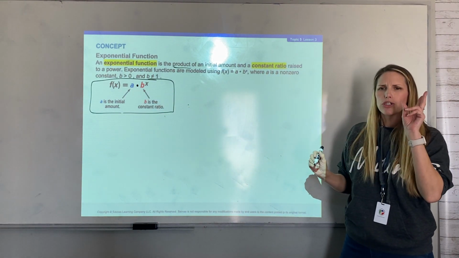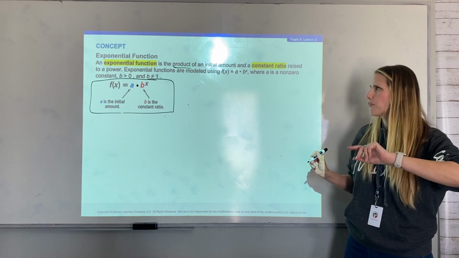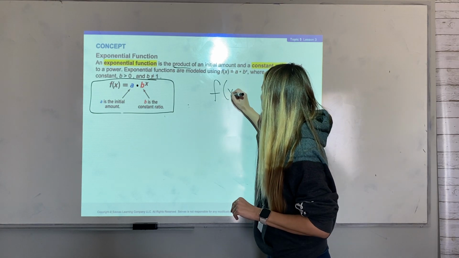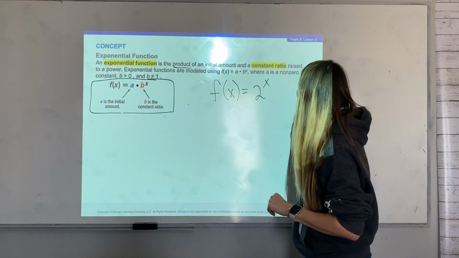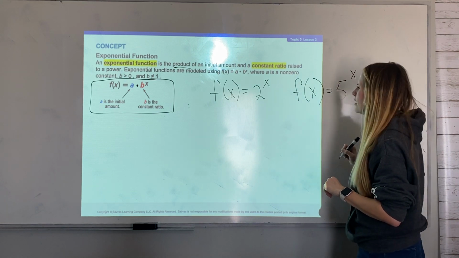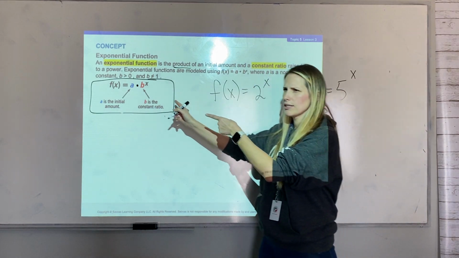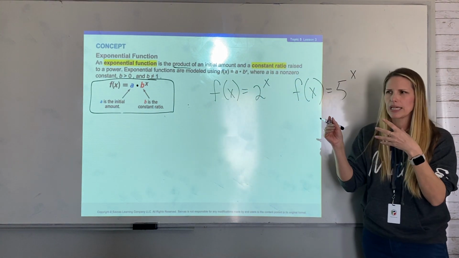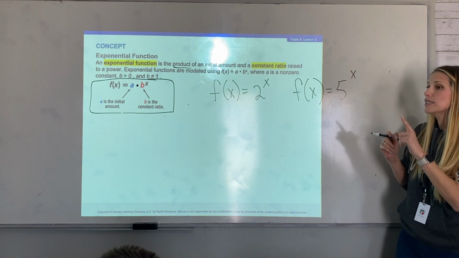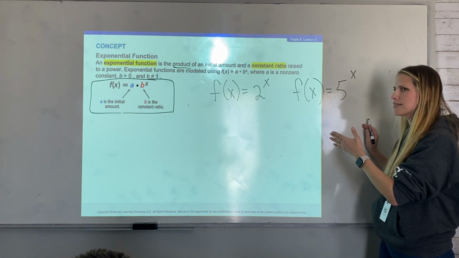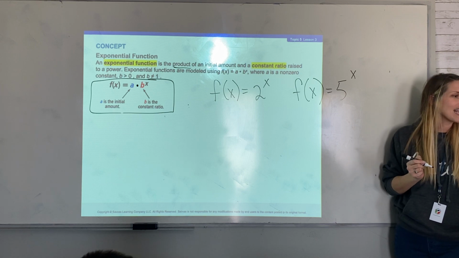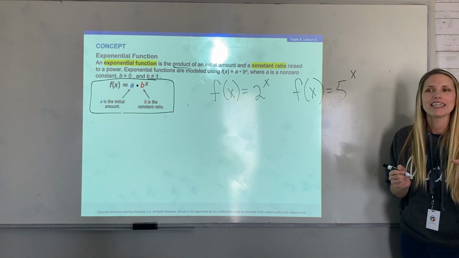Now, the two functions we've worked with so far today, I'm going to write them on the board. First, we worked with f(x) = 2^x. We also worked with f(x) = 5^x. That doesn't look the same as this. Can anybody tell me why? What's missing? Grayson? A. Yes, that's what's missing from these. Now, was it missing or was it just invisible? It was hidden, it was invisible.